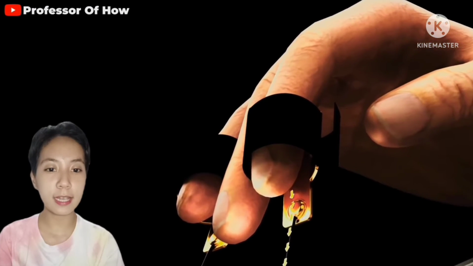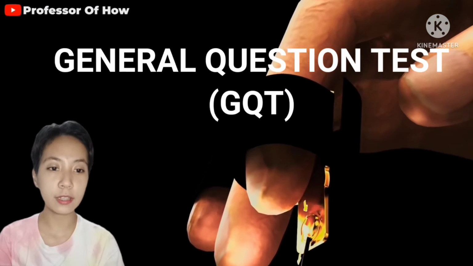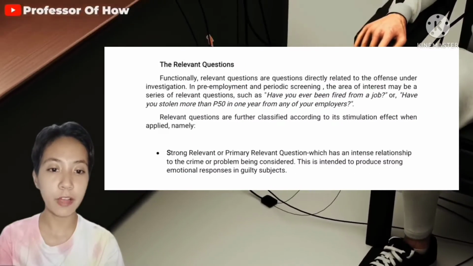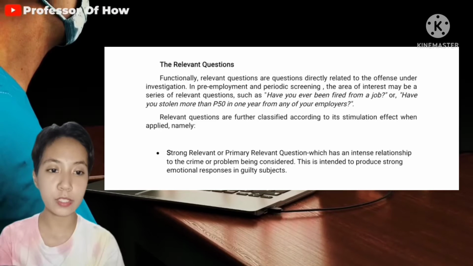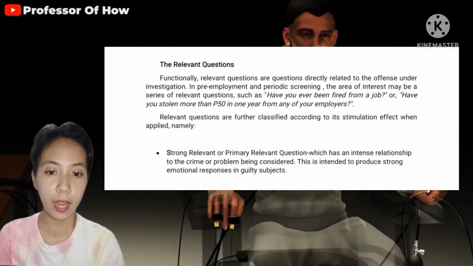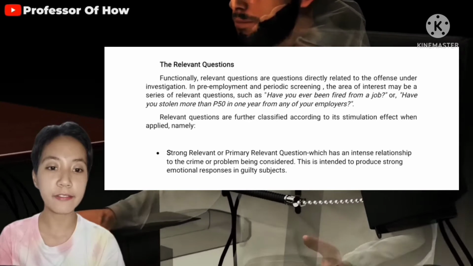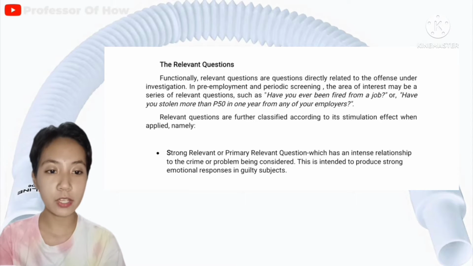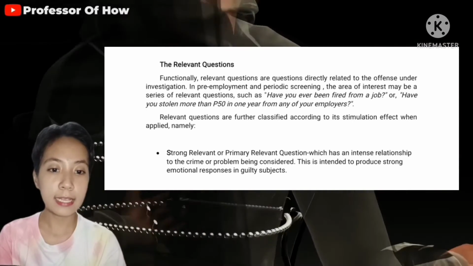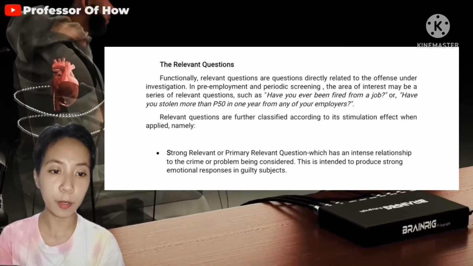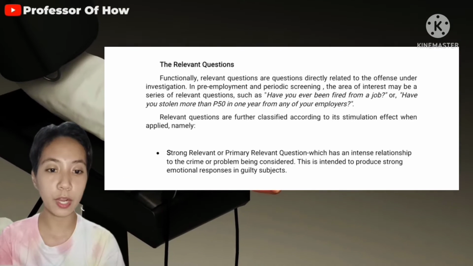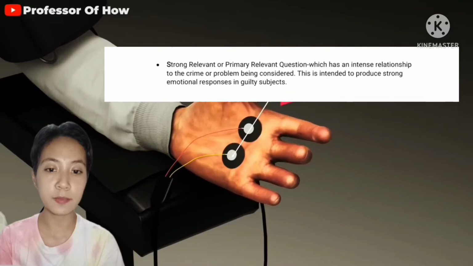What we will be discussing next is all about the general question test or types of questions. First is the relevant questions. Functionally, relevant questions are questions directly related to the offense under investigation. Relevant questions have 5 classifications. The first classification is the strong relevant or primary relevant question. It has an intense relationship to the crime or problem being considered. This is intended to produce strong emotional responses in guilty subjects.